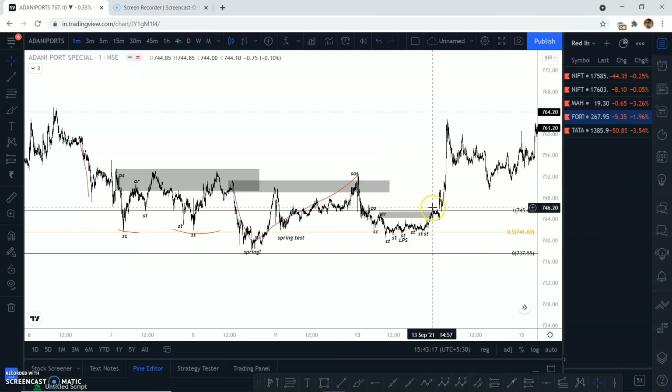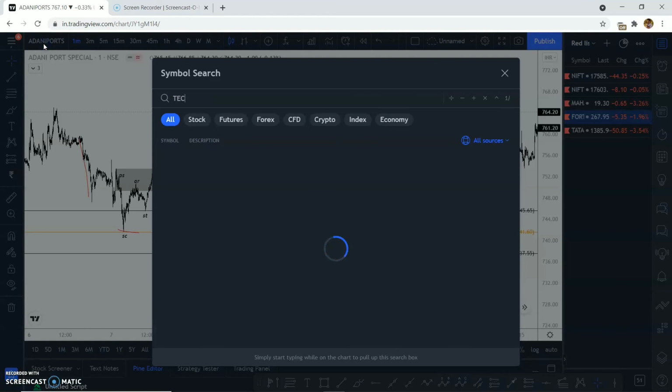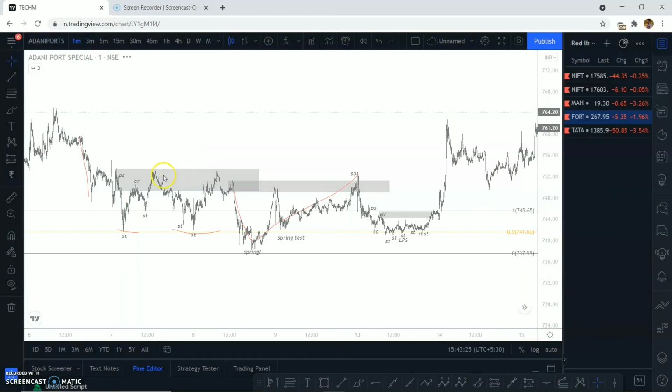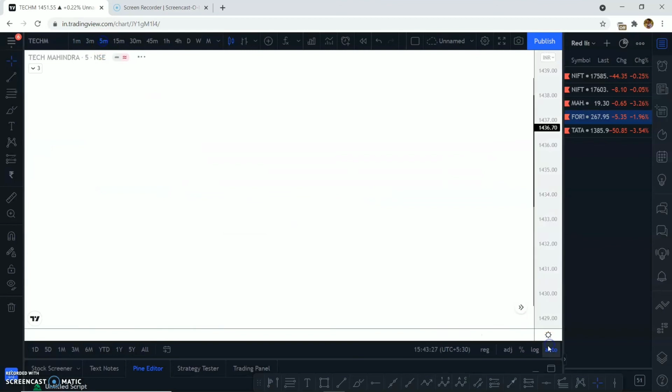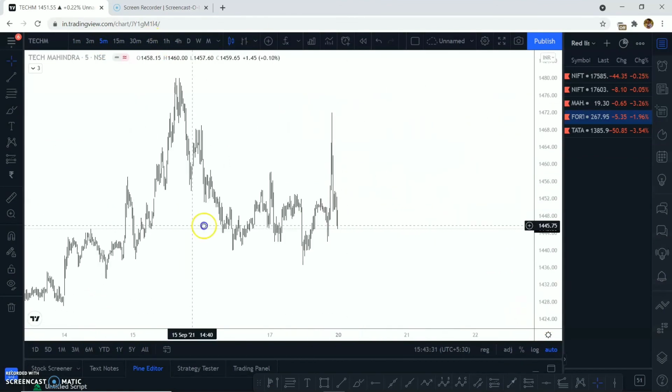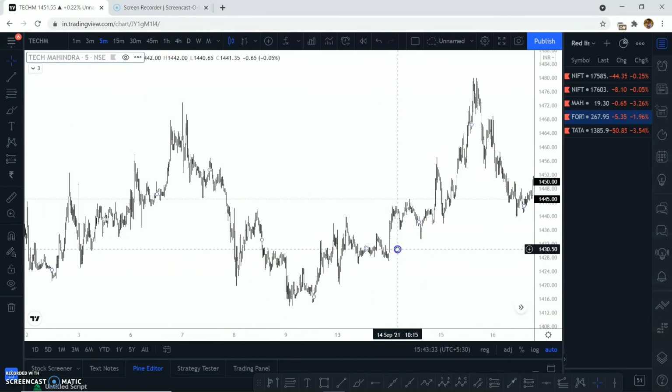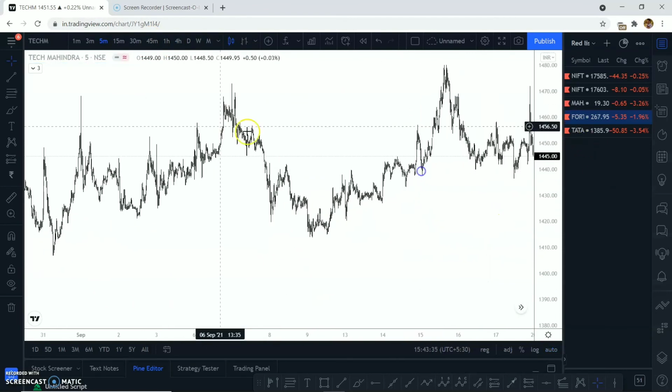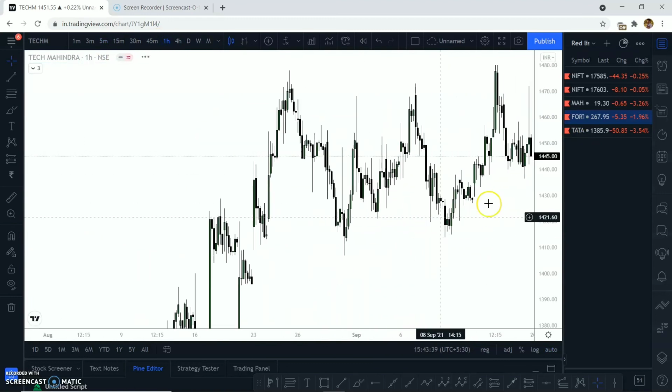So now let's go to Tech Mahindra. I recently took a trade in Tech Mahindra as well. Let's go to 5-minute time frame and let's see. I'm not sure where was the trade that I took. Okay, yeah, so somewhere around these areas. I'll have to move to the 1 hour time frame.